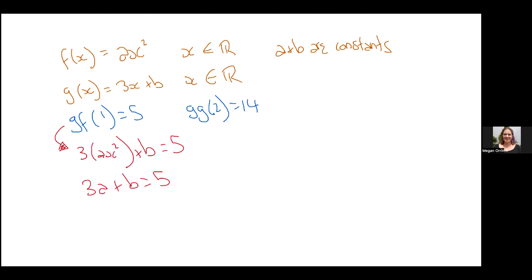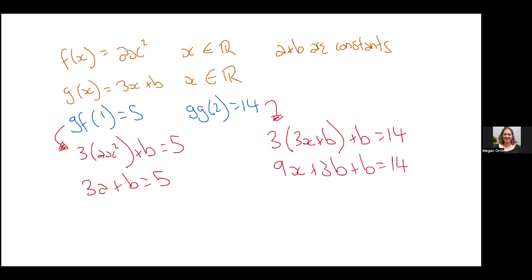We've done everything we can, so let's go over here and use this one now. We need g inside itself. So instead of x, I'm going to do 3x plus b, and what does this whole thing equal? 14. So 3 times (3x plus b) plus b equals 14. Now we have 9x plus 3b plus b is 14. So 9 times 2 plus 4b is 14. Look at this, we've only got one unknown here, don't we?